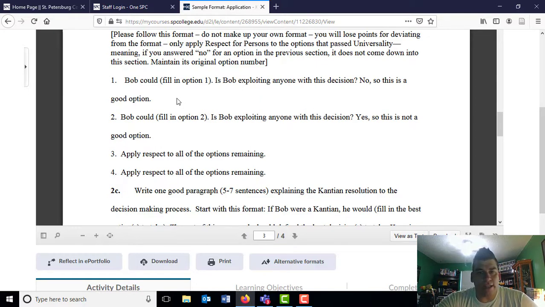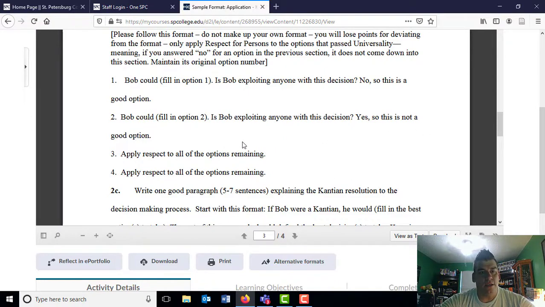So going back up to that Greg example, Greg could study for the exam. Is Greg exploiting anyone for this decision? No, so this is a good option because, yes, he's sacrificing his time to study, but the outcome is getting a good grade on the test, so it's mutually beneficial, okay? Greg could cheat on the exam. Obviously, it didn't come down from Universal, but if somehow it did, there would be an exploitation because he's exploiting himself, his values, his morals, and the potential to get in trouble to do that. So if there's an exploitation, we say, yes, there's exploitation, so this is not a good option.